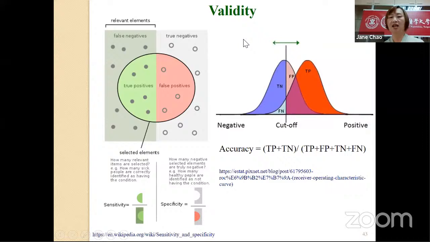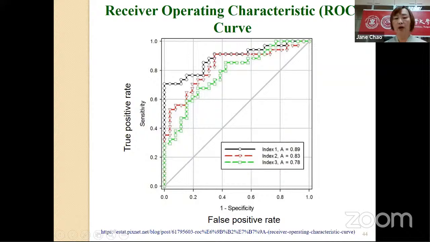Okay, so you can see validity. We will have high sensitivity and high specificity. When you develop a new nutritional tool, we will draw a ROC curve. What is the ROC? Receiver operating characteristic curve, abbreviated ROC. The x-axis is 1 minus specificity. The y-axis is sensitivity.